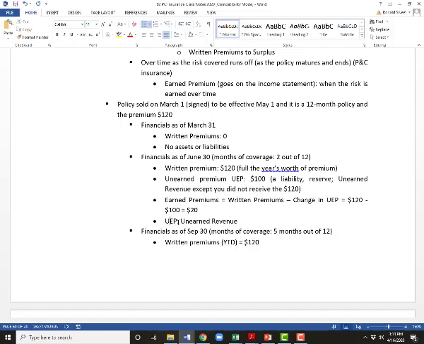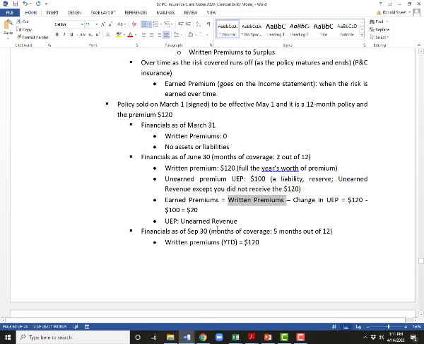You pay your apartment rent at the beginning of the month. They haven't earned it yet. They don't earn it until the end of the month, so it's unearned revenue. But they've actually received the cash. With insurance, the unearned revenue is based off of the written premium, not based on what premiums they've actually received.